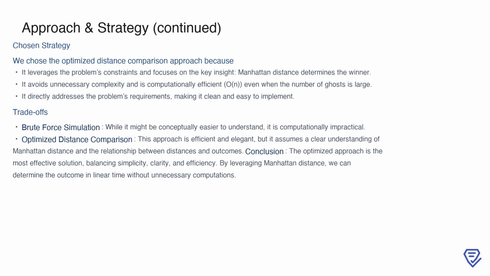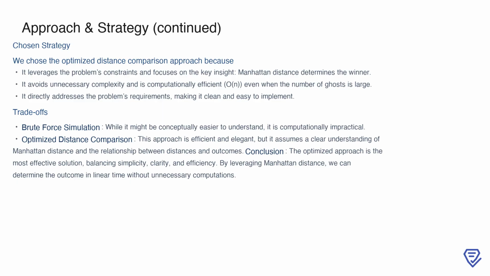The chosen strategy for this problem is the optimized distance comparison approach. This method is particularly effective because it takes advantage of the problem's constraints and focuses solely on the key insight that Manhattan distance determines the outcome. By directly comparing the player's distance to the target with each ghost's distance, we avoid unnecessary complexity and achieve computational efficiency. This approach runs in linear time, O(n), even when the number of ghosts is large, making it both practical and scalable. While brute force simulation might be easier to visualize, it is computationally impractical due to the unbounded grid and the need for step-by-step simulation.